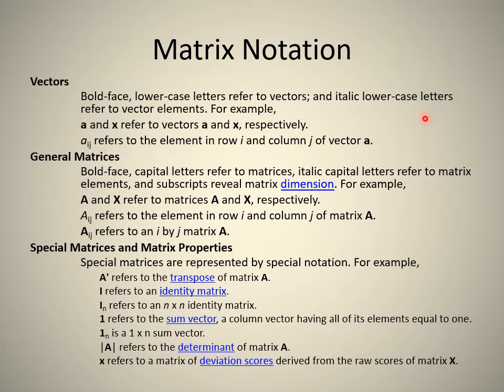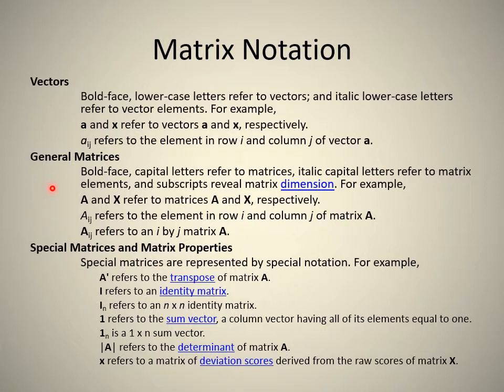So there are also some of the notations that are important in matrix algebra. Vectors: usually boldface or lowercase letters refer to vectors. So we have a or x referring to vectors. A with subscripts usually refers to the elements of the matrix, where the first letter of that subscript would be the row and the second one, j, the column, so that gives you the exact location of that specific element.